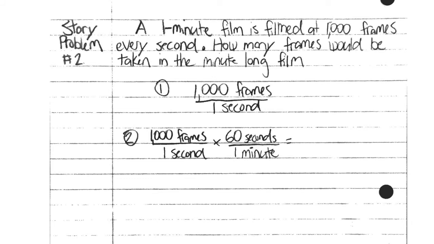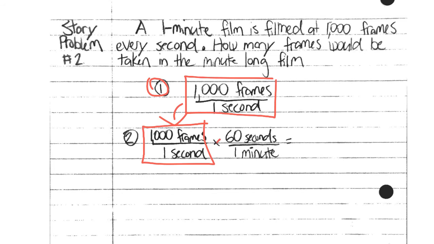So remember, our first step here was to write the ratio given. They told us 1,000 frames in 1 second. So I'm going to write it 1,000 frames in 1 second, just like this ratio. Now our second step is that we have to go from seconds to minutes because they told us it's a 1-minute film. Most of us know off the top of our heads that there are 60 seconds in 1 minute. So when I rewrite this, I'm going to put my 1,000 frames over 1 second, and then we're multiplying that.